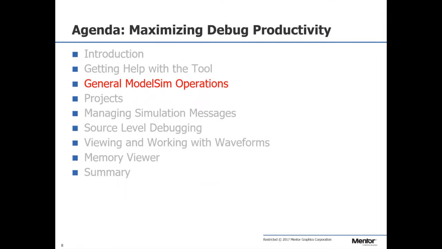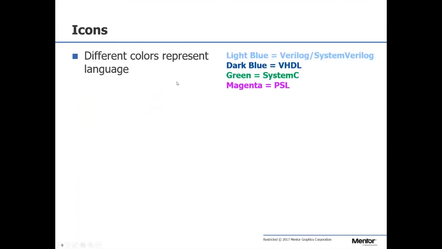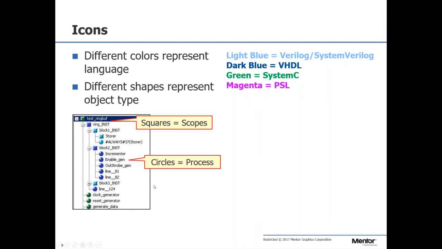So just the general ModelSim commands. One of the things that you'll notice in the GUI is that there's some color coding to different things, and there's some shapes. And so the color coding actually means something. If you see light blue here, these are all Verilog blocks. Dark blue, these are all VHDL blocks. This green, that's SystemC code.